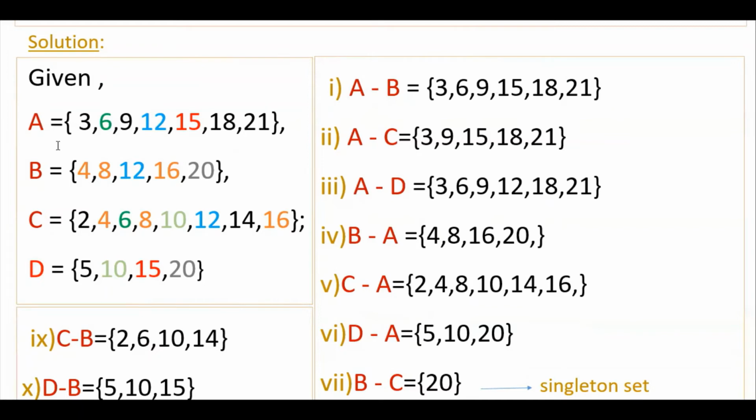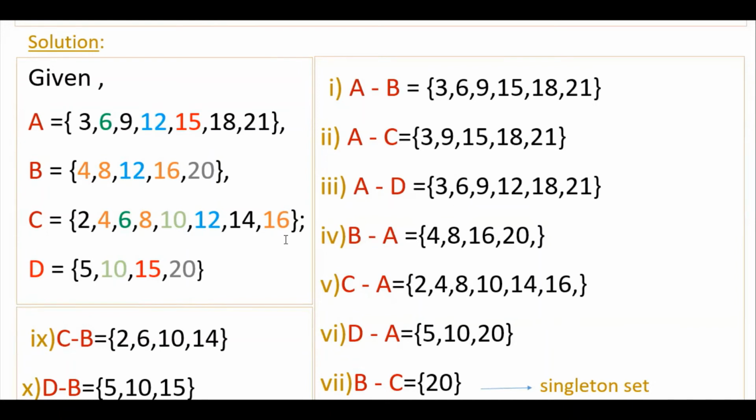Similarly, A minus C: you have to write all the elements of A, excluding the elements of C, that is the common elements. So you have to exclude 6, which is common, and 12 is also common. You have to exclude those and write the remaining in A minus C. Like that, you have to find all the values here.